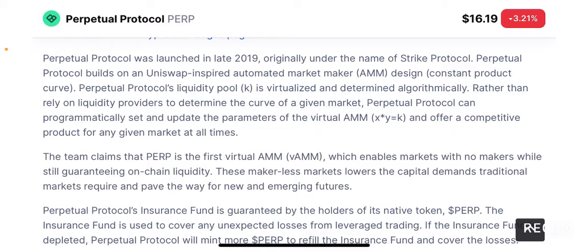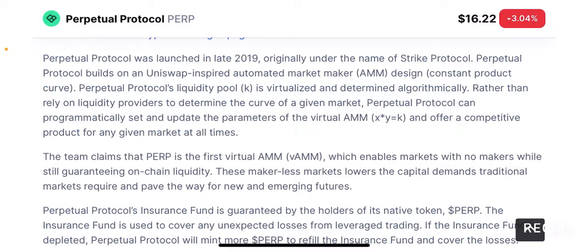So again, first of all, there's a lot of information that we need to break down from this first paragraph. So let's break it down one sentence at a time. The first thing you need to know is it's a project that has been around for quite some time. It's been around since late 2019 under the name of Strike Protocol. That was the original name of the protocol, and they renamed it to Perpetual Protocol.